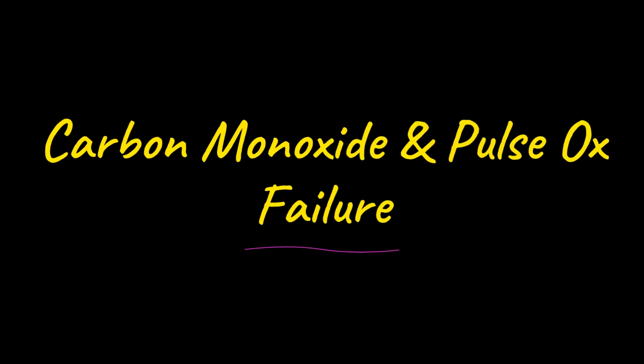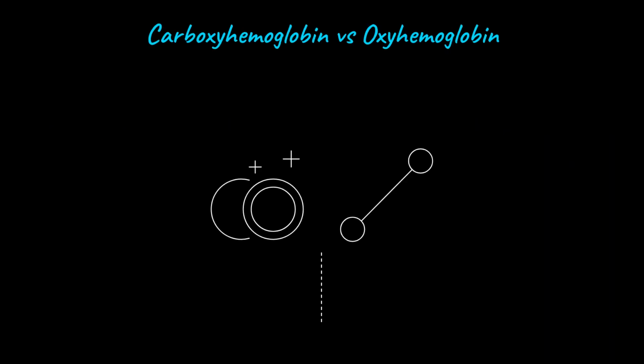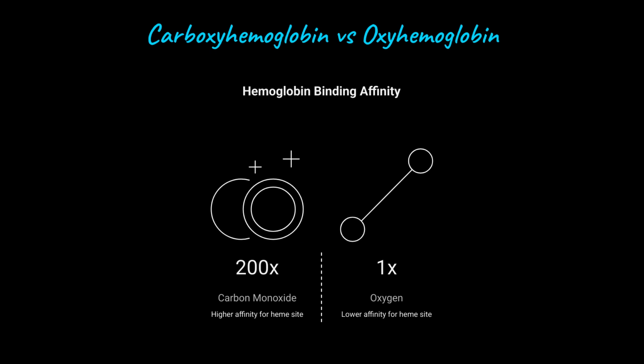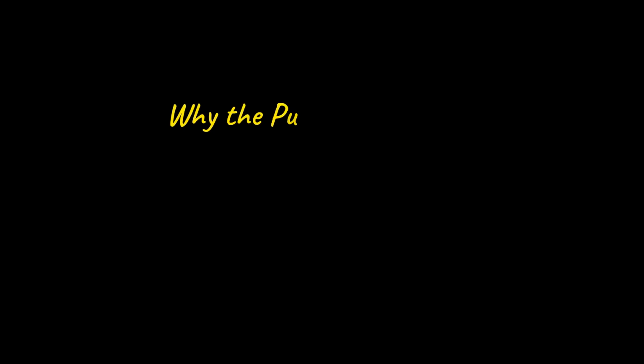Carbon monoxide poisoning is a silent threat. The gas is colorless and odorless, and the standard monitor used to detect hypoxia will completely miss it. Understanding why requires looking at both the biology and the physics of how we measure oxygen. Carbon monoxide binds to hemoglobin at the same heme site as oxygen, but with roughly 200 times the affinity. The resulting carboxyhemoglobin cannot carry oxygen to tissues, producing hypoxia even when blood oxygen tension appears normal.